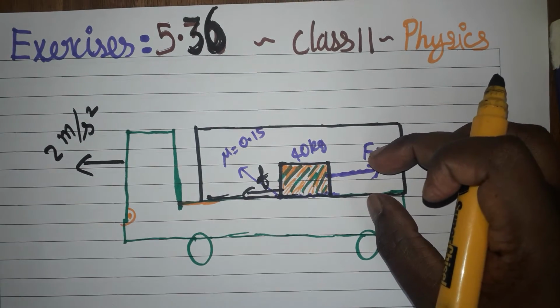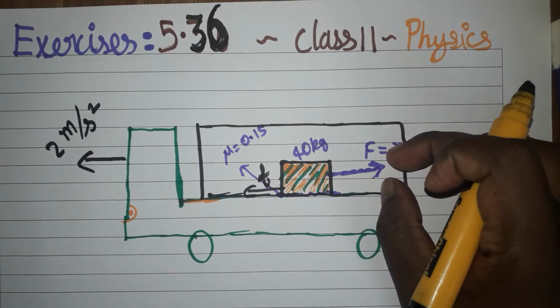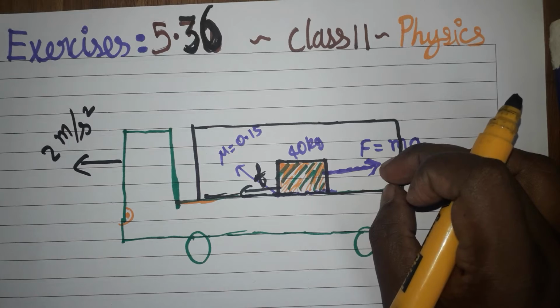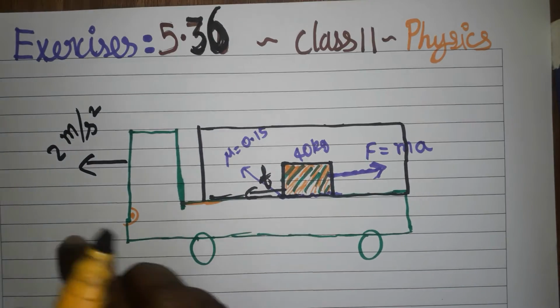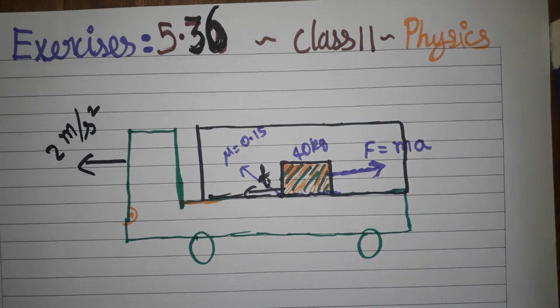The distance is also given: the block is displaced by 5 meters. In the same time, how much distance will the truck be displaced? That is the question given.